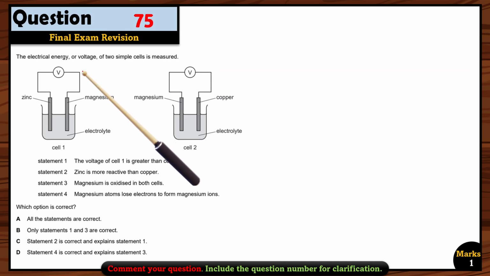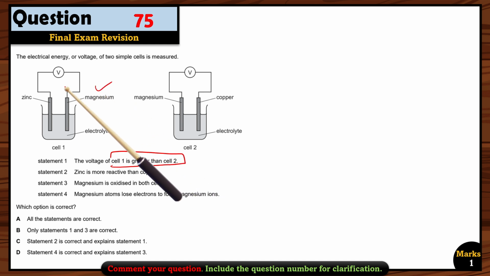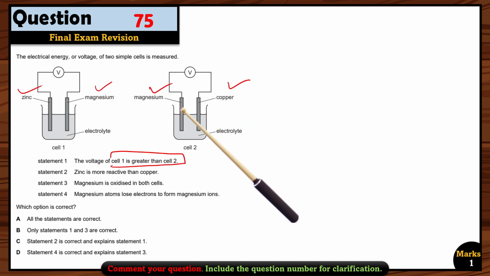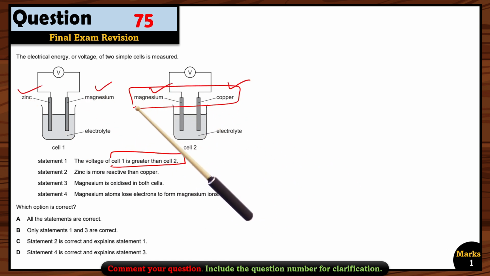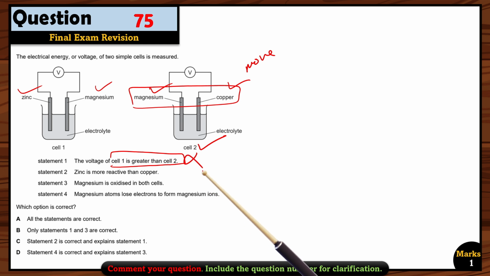Question again the same. The voltages of two simple cells are measured. Now you have to see one by one. The voltage of cell 1 is greater than cell 2. Cell 1 is magnesium and zinc, and this one is magnesium and copper. Of course, the distance between magnesium and copper in the reactivity series is more, so the voltage of cell 2 is more. So this statement is wrong. Zinc is more reactive than copper. Yes, that's right. Magnesium is oxidized in both the cells. Of course, magnesium is highly reactive, right?